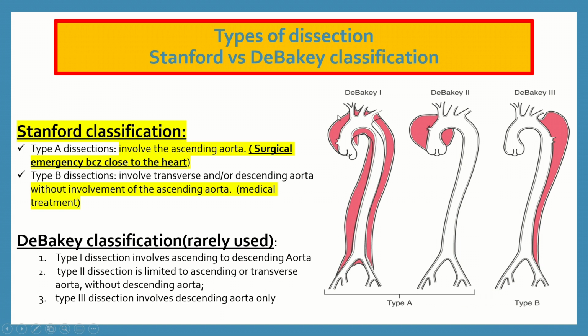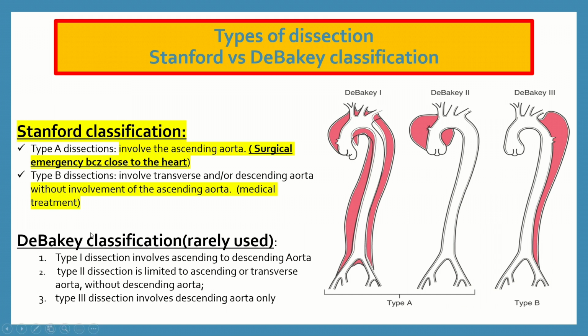Type A is the dissection that involves the ascending aorta always, with the involvement of the other part of the aorta or without it. The most important is to have the involvement of the ascending aorta, then we call it type A dissection. And in this case, the patient will need surgical management, and it is a surgical emergency. Stanford type B is the dissection of the aorta at any site, but not involving the ascending aorta. And type B dissection can be treated by medical management.